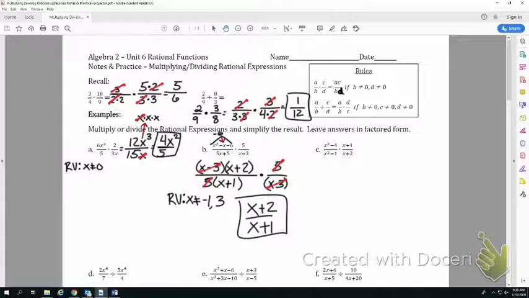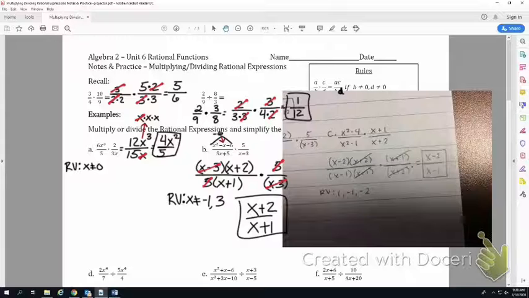Alright, I'm going to get the next one started for you. I'm going to do the numerator. Then I want you to finish it up. So x squared minus 4 is going to give me what two factors? X minus 2, x plus 2. And then the numerator of the second fraction, I can't factor. Let's go to the bottom 3.